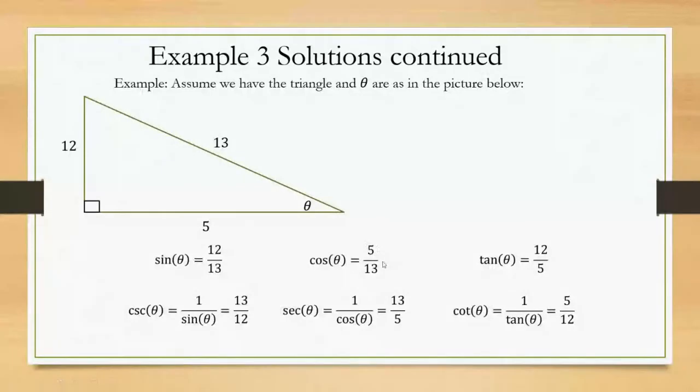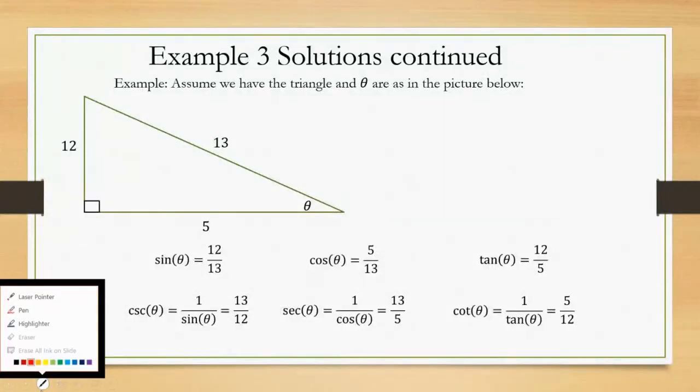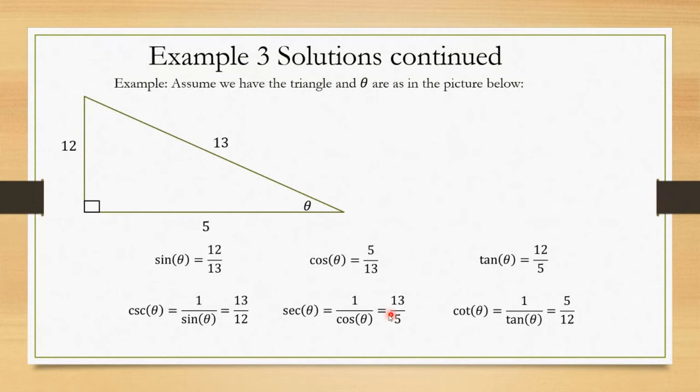Again, 1 over this, you flip it. When you do 1 over, that means you turn it upside down. And cotangent is 1 over tangent, which is 1 over 12 over 5, which is 5 over 12.